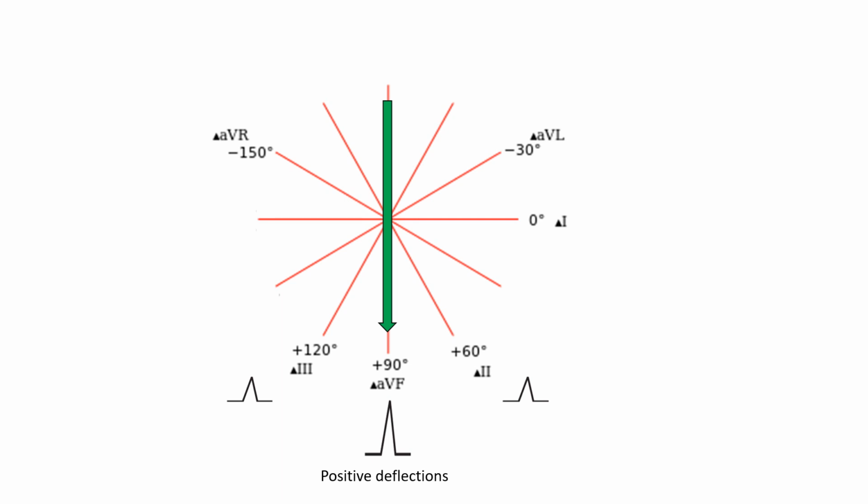On the other hand, the flow of electricity is moving perfectly perpendicular to lead 1. So lead 1 will record biphasic deflections that perfectly cancel one another out, leading to a net deflection of 0. Lastly, the flow is moving away from the positive electrodes of leads AVL and AVR, and is fairly perpendicular to both. Therefore, these leads will record biphasic deflections that are more negative than positive. That is, the net deflection will be slightly negative.